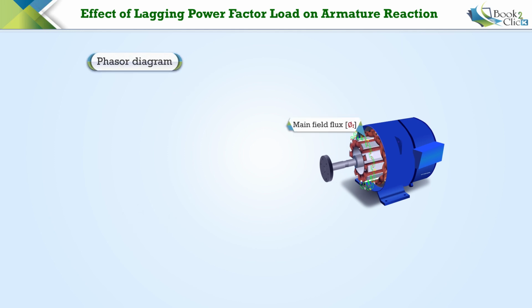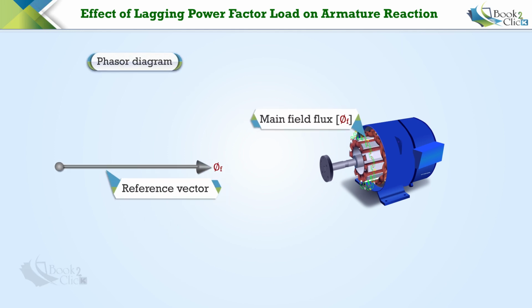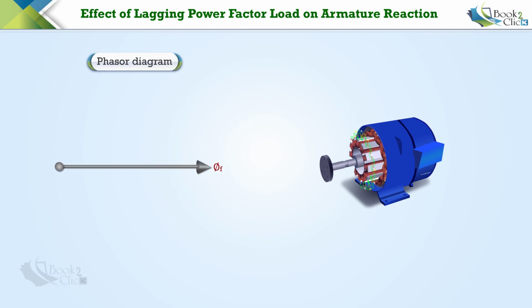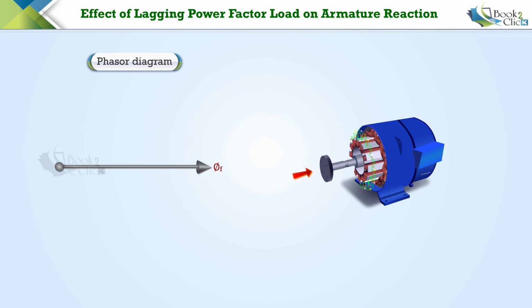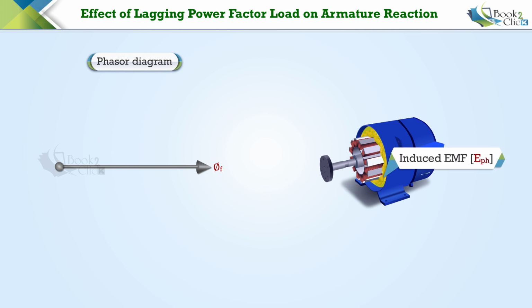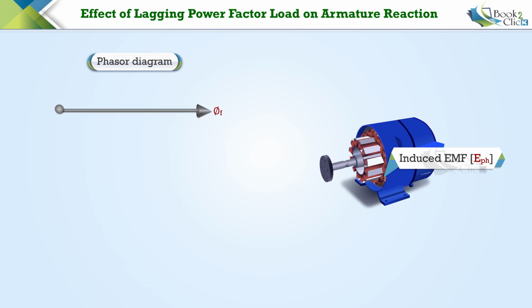First, we will take main field flux phi f as a reference vector. As you know, the length of this line represents the magnitude of the main field flux, and the arrowhead represents the direction. Since the rotor is rotating, this main field flux induces the EMF EPH in the armature conductor. Here, the induced EMF will lag the main field flux by 90 degrees.